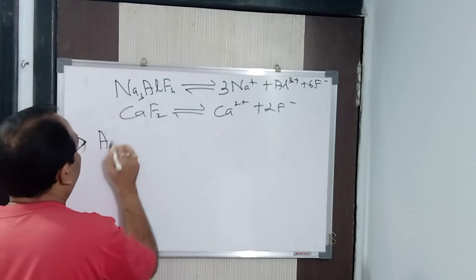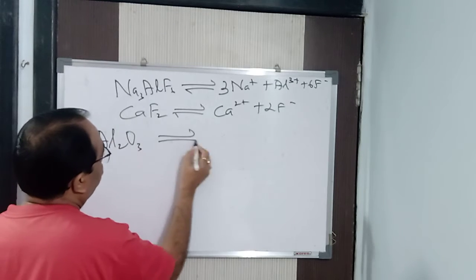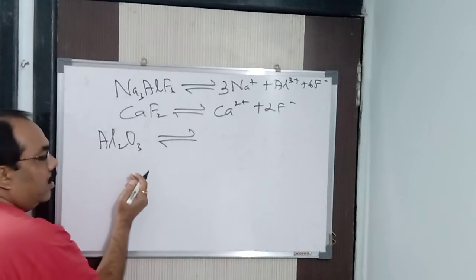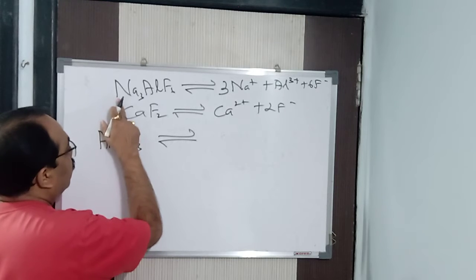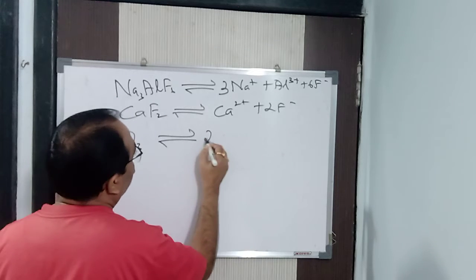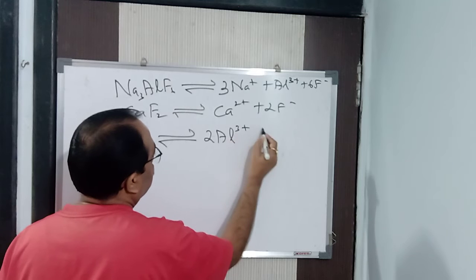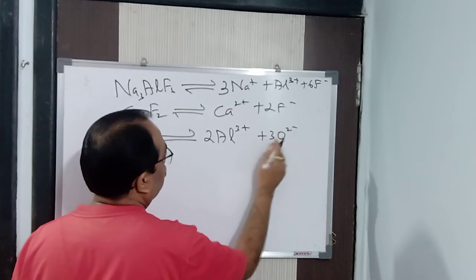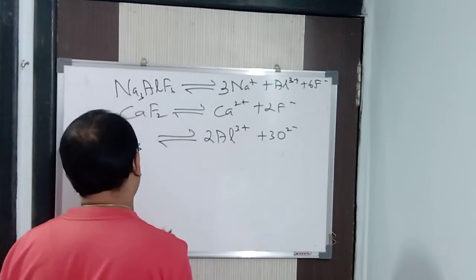Alright, now Al2O3 alumina, because 3 are there, na? 3 things are there. This is one part, this is 3 part, this is one part. So Al2O3 will give you 2Al3+ and 3O2-. See, minus 6, it is plus 6, again neutral.